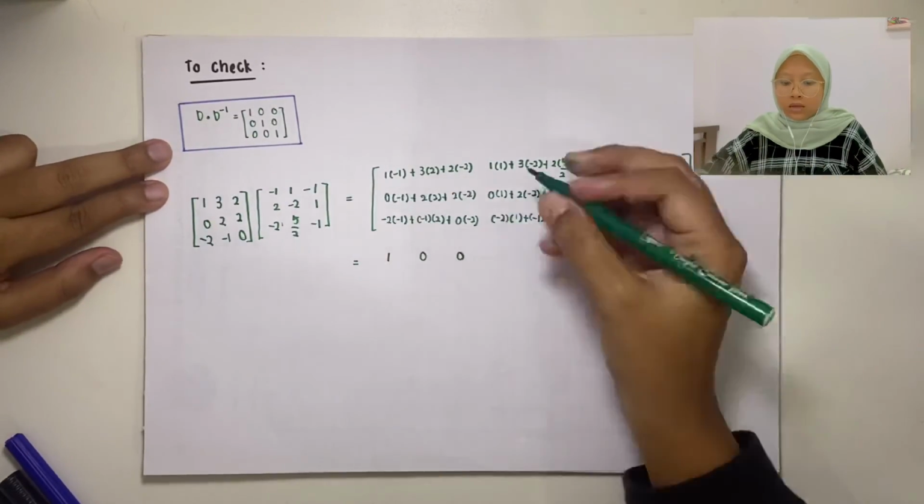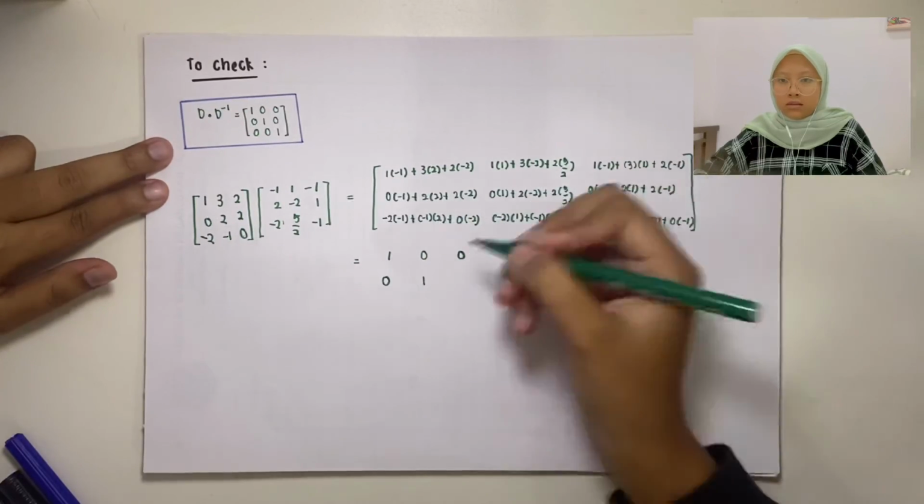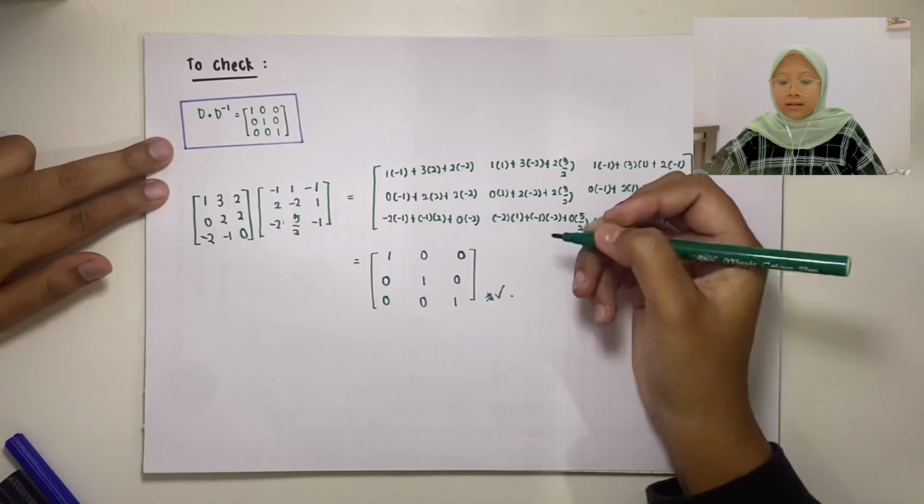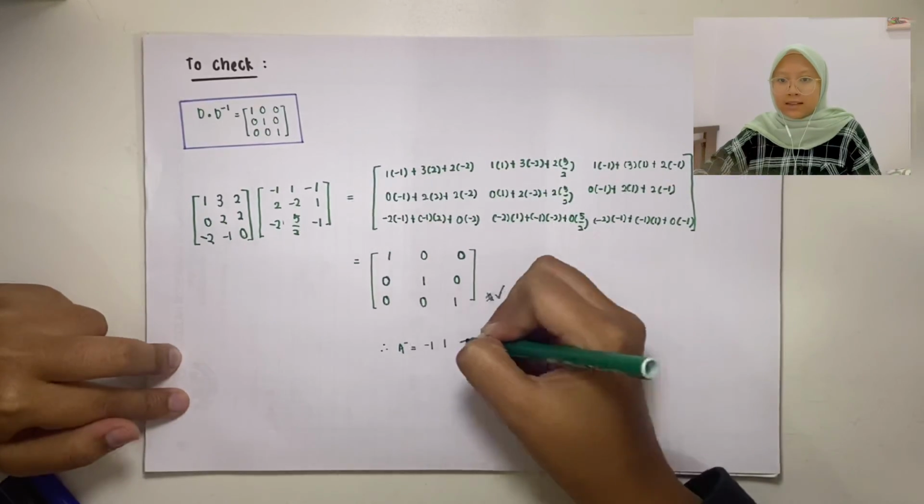We get 1, 0, 0, 0, 1, 0, 0, 0, 1. So here we get identity matrix, which means our A inverse is correct.